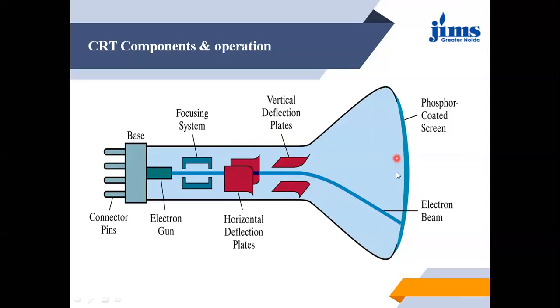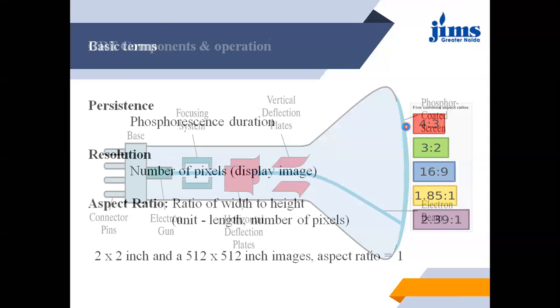location of the object. The output unit, the display unit or the output screen, is coated with phosphorus. So when the electron beam strikes the phosphorus-coated screen, an image is produced on the display.